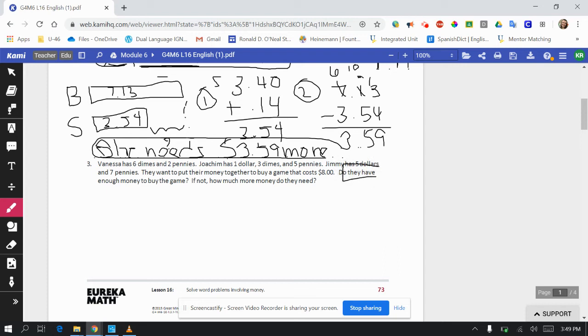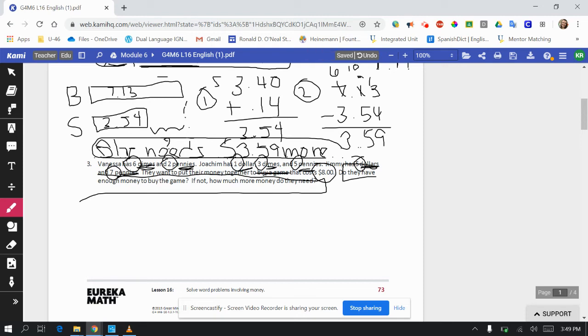Please box the question. Circle the numbers. Underline important information. All right, 6 dimes, 2 pennies, $1, 3 dimes, 5 pennies, $5 and 7 pennies. And then they want to buy this game. So that's the situation, buying a game.